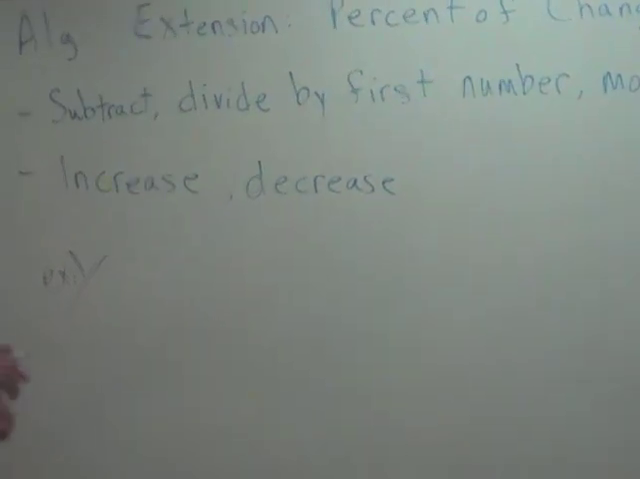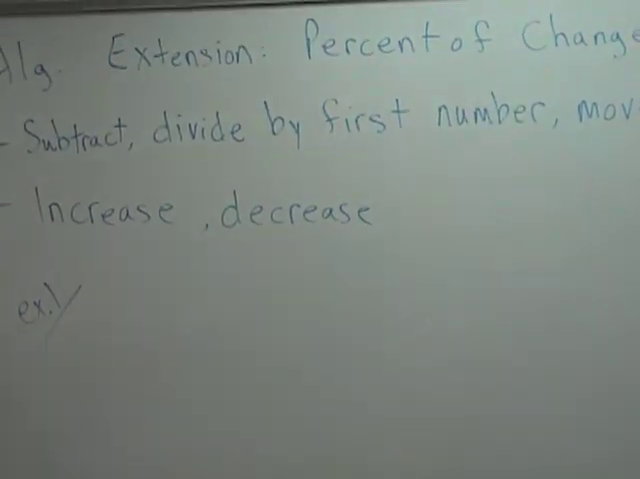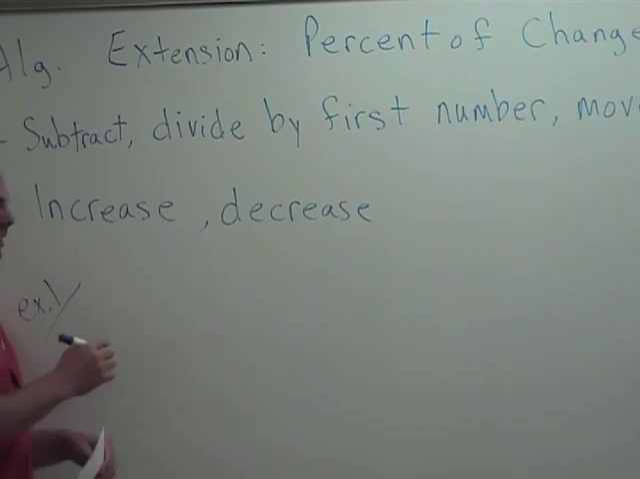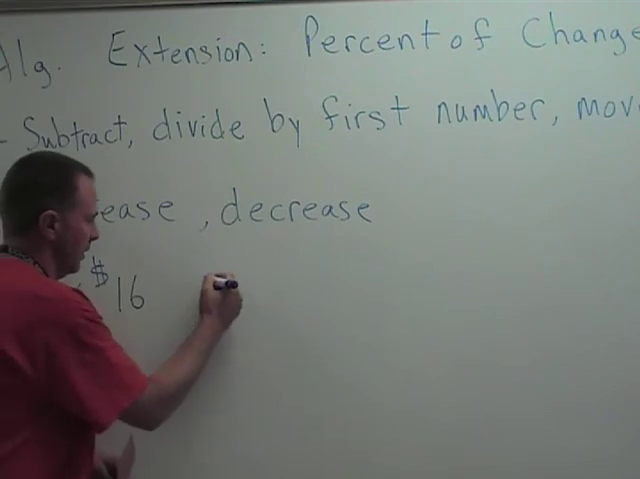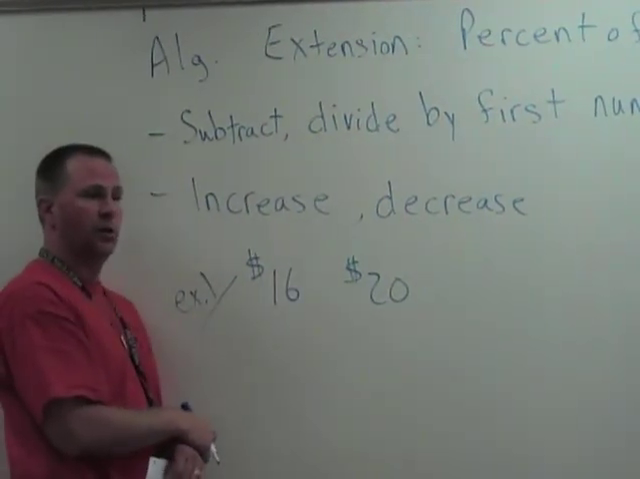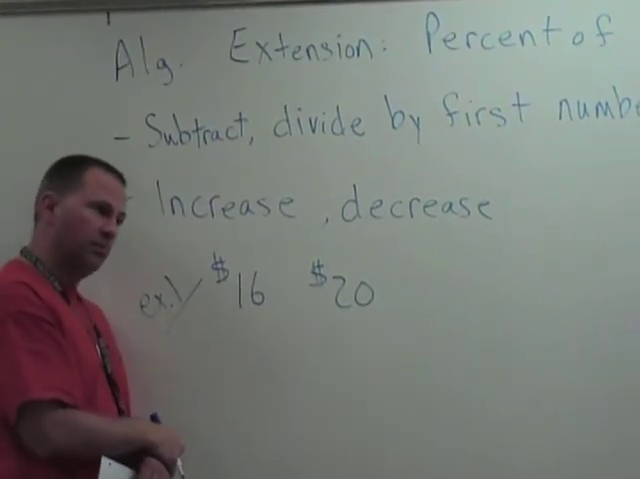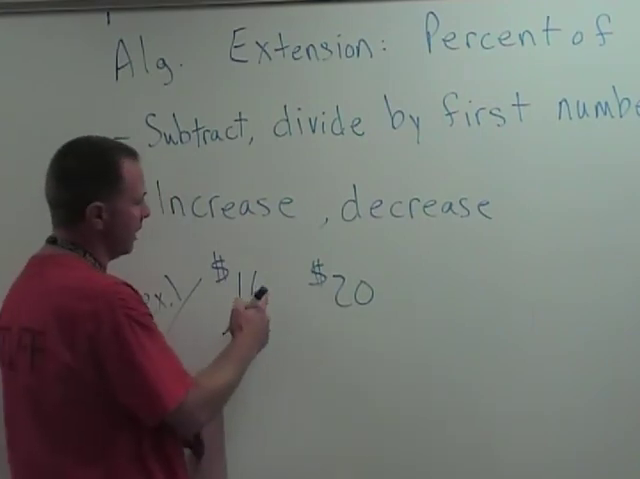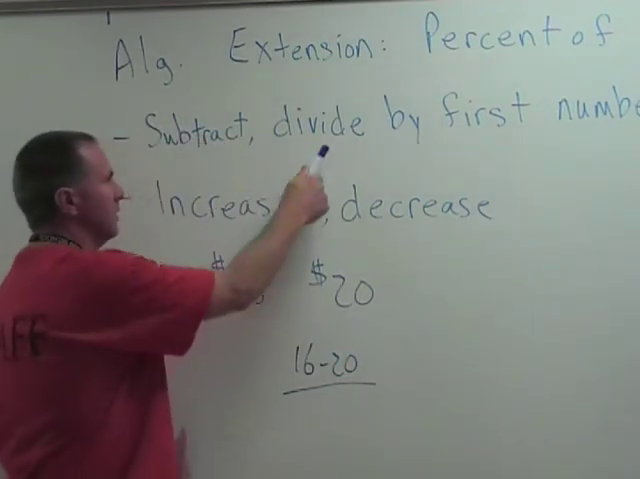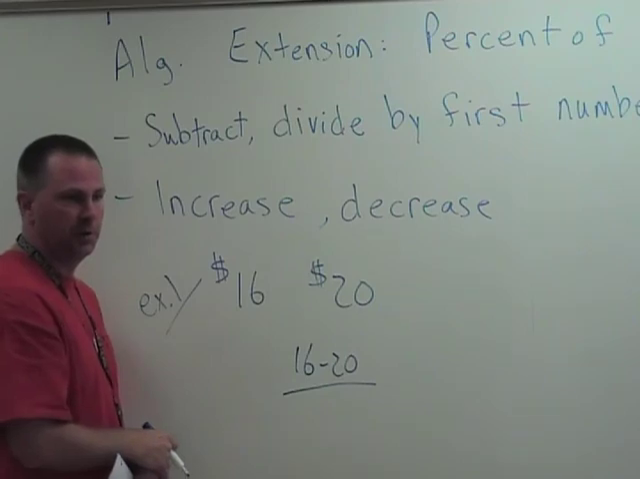So you go in and you want to buy something at $16, and you think, well, I'll come back sometime later. And you go back in another week and it went from $16 to $20. And you're like, oh my gosh, that's a huge increase, right? It increased, okay, so now you know it's an increase. Now I want to know the percent of change, how much they actually marked it up. So now what you do is subtract 16 minus 20, divided by the first number. What was the first number?